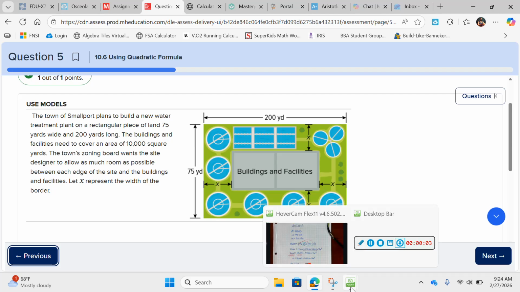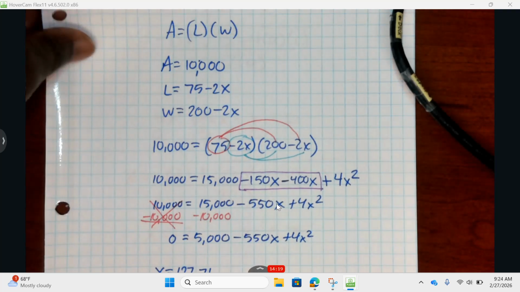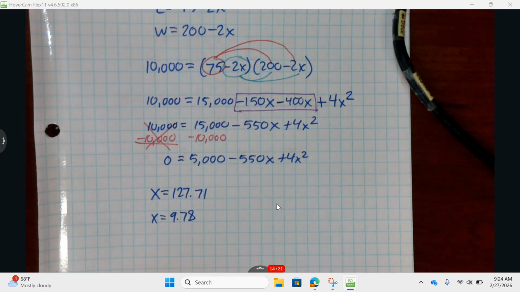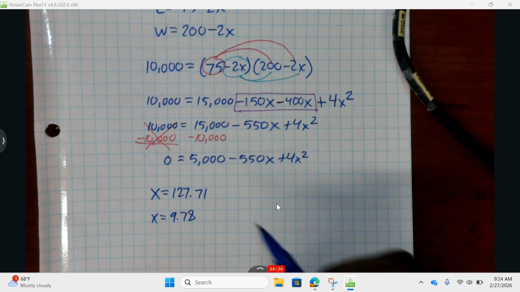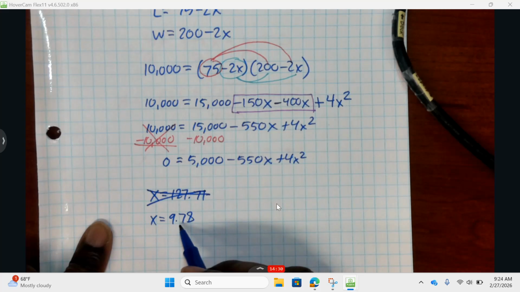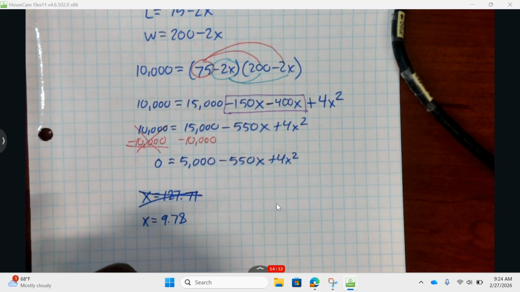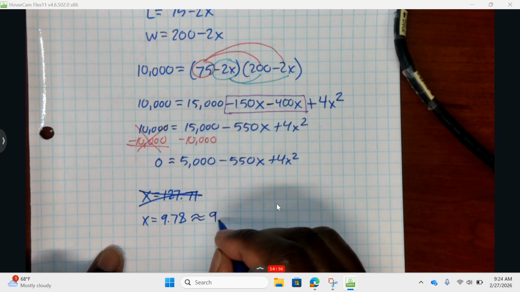So one of our answers we automatically can't even use, and that answer is the 127.71. That's already bigger than the whole width right there. So we're not going to use this one at all. We're just going to use this one. So that'll be 9.78. And if we round it to the nearest tenth, it'll be 9.8.